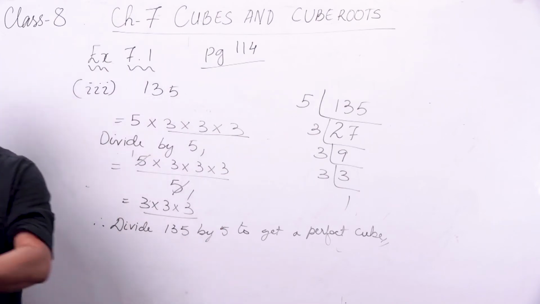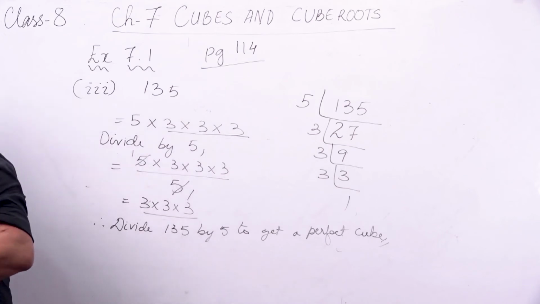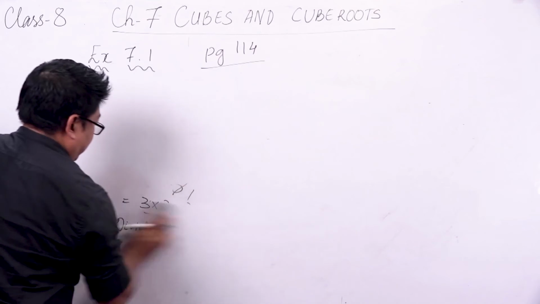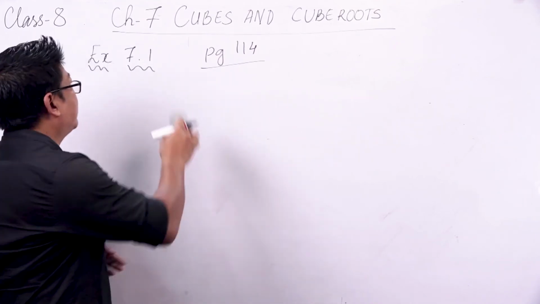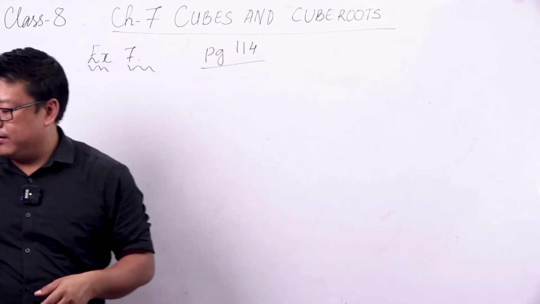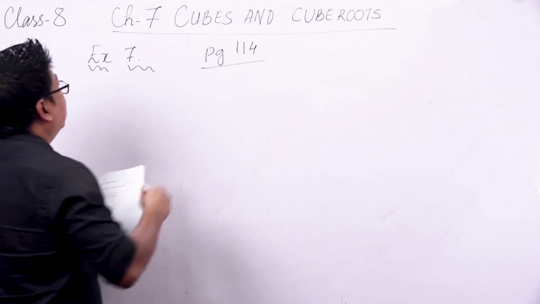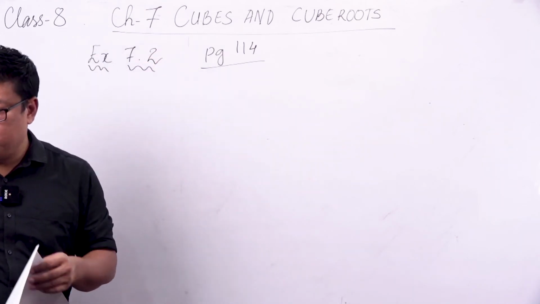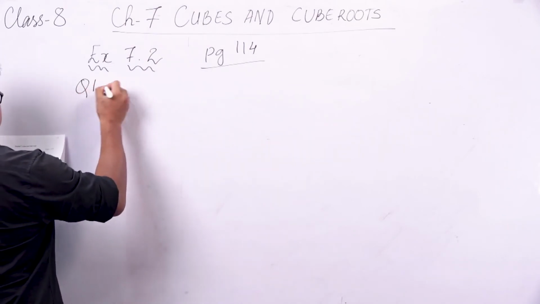All right, children? So with that, we'll come to the end of this exercise. We have skipped some questions, and those questions I want you to try at home so that you can also practice and learn. All right, children? Let's look at exercise 7.2. We will start with the first question, question 1.